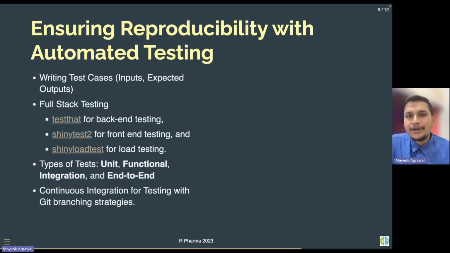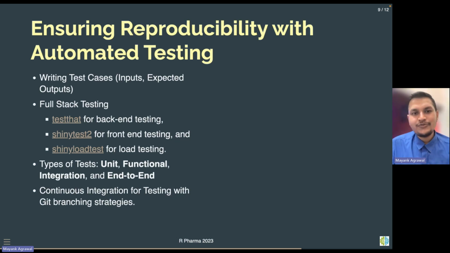Next, we ensured reproducibility with an automated testing framework. So testing is nothing but inputs and expected outputs. You write test cases. You could implement different types of testing in an application, which could be unit testing, functional testing, integration testing, or end-to-end testing. Specifically for R, you could use testthat for backend testing, or for unit testing.